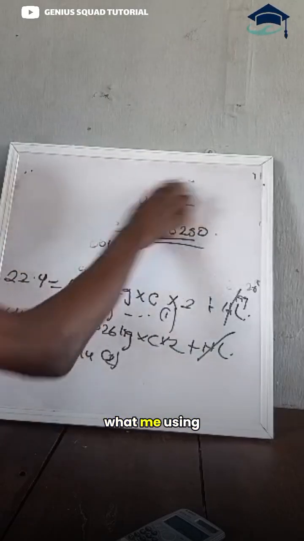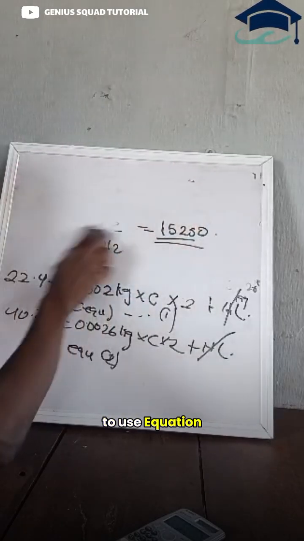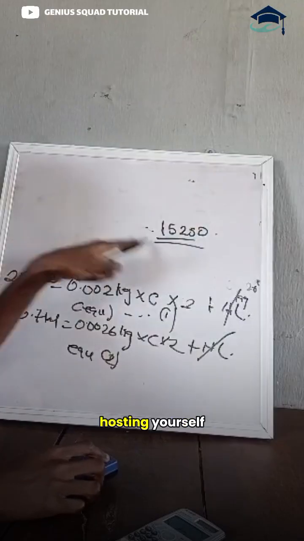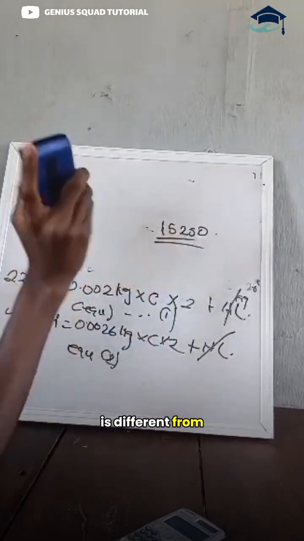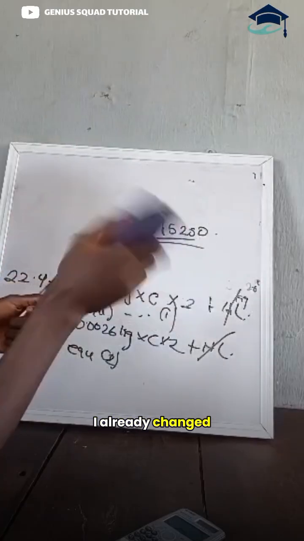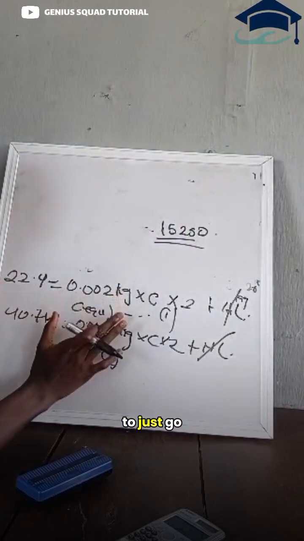So me, I'm using equation 1. Although this is not what was gotten in your slide, I've already changed my values. Take note. This question I'm solving is different from the one in your slide. I've already changed values. Am I communicating? So I'm going to just go to equation 1.